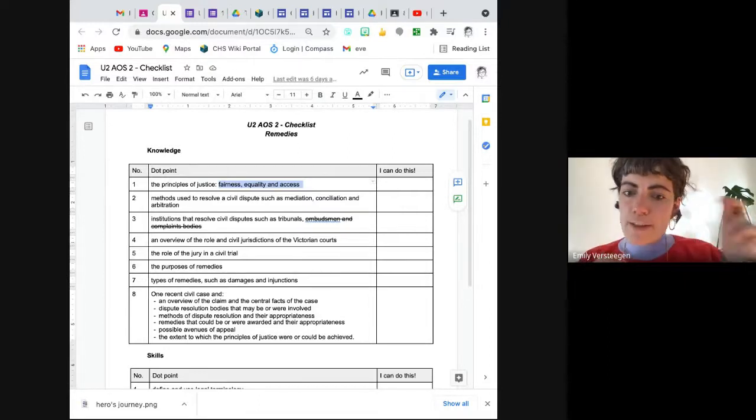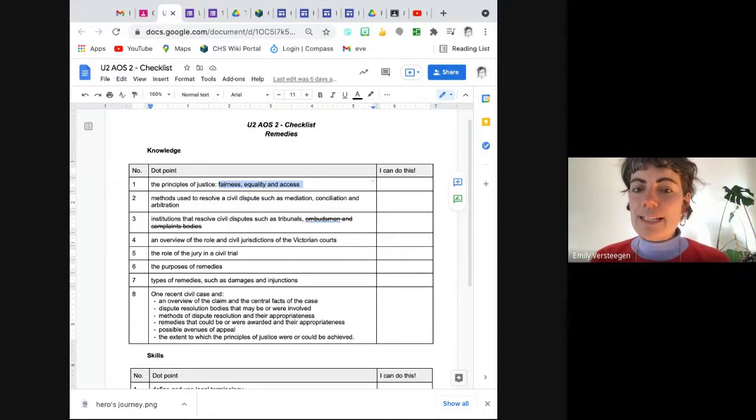In terms of how these link specifically to civil law, I gave you a big document explaining this in relation to the Wilson case, and that's on your masterclass document. Big hint there. Okay, now we move on to methods used to resolve civil disputes.